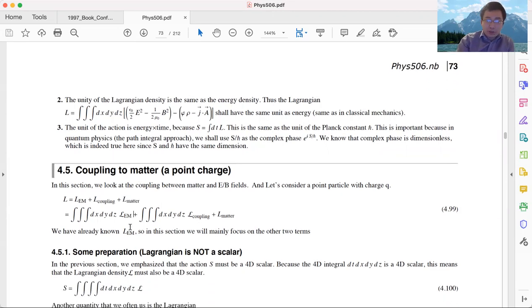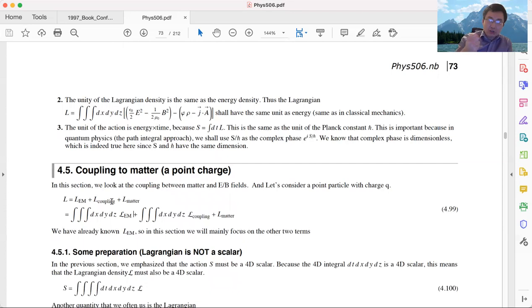More specifically, for simplicity, we will start from the simple situation. We will consider the matter part to be one point charge. So we will look at one point charge, and this point charge couples with the E and M field. What does the equation of motion look like? As we know from the previous part of this semester, we already know what will happen if we have a point charge.